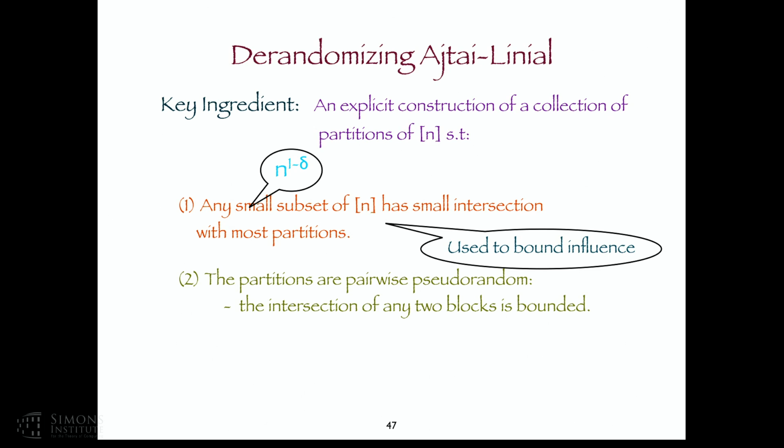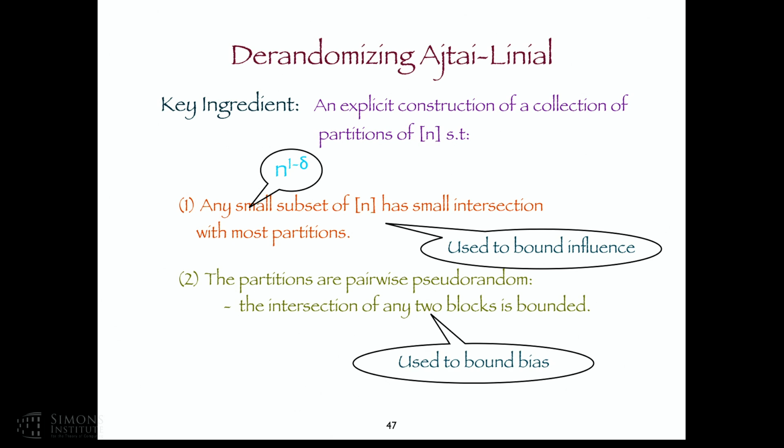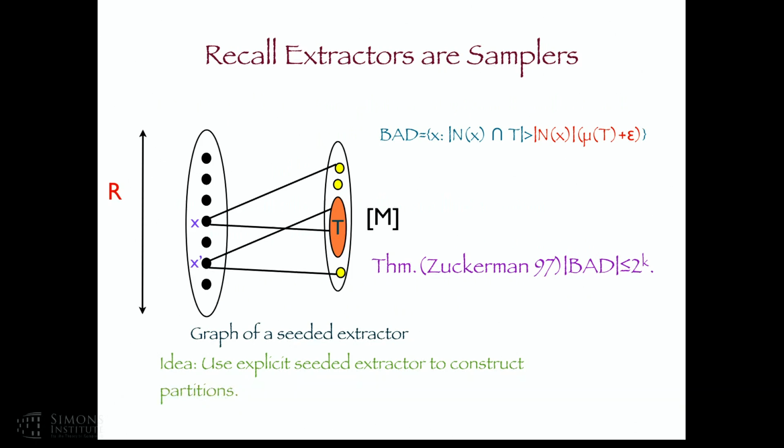And further, we also need a design kind of property that the partition should have: if you look at any block of a partition and any other block of any other partition, then they should have limited intersection. So it's kind of a design property, and this is actually used to show that the function that we construct has bias close to half under the uniform distribution, which turns out to be tricky. And the way we construct these partitions is again using seeded extractors.